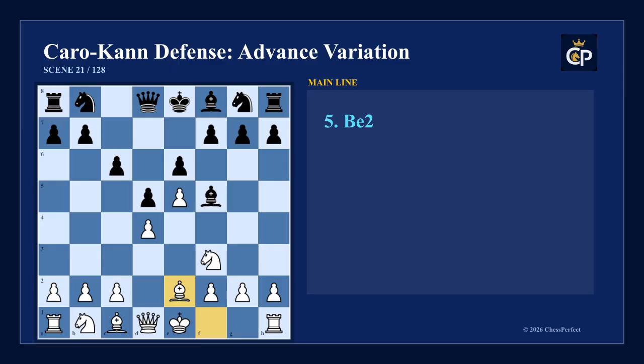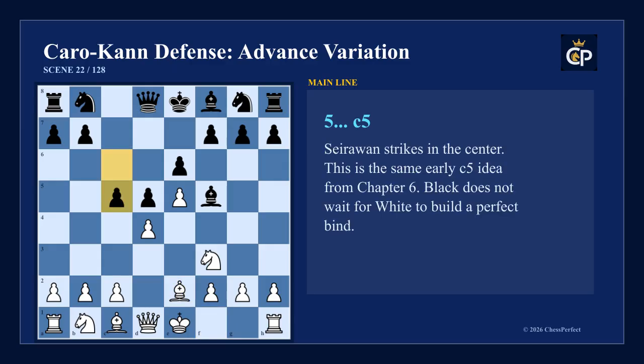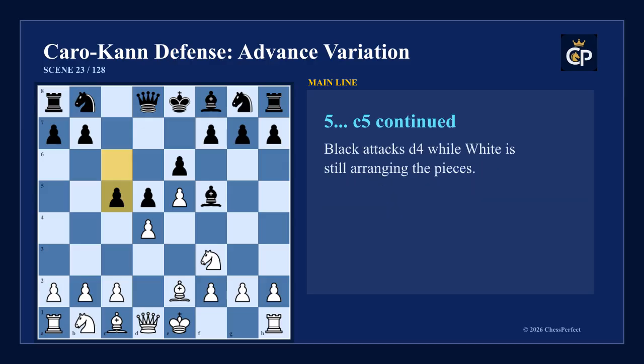Bishop e2. c5. Seirawan strikes in the center. This is the same early c5 idea from Chapter 6. Black does not wait for White to build a perfect bind. Black attacks d4 while White is still arranging the pieces.